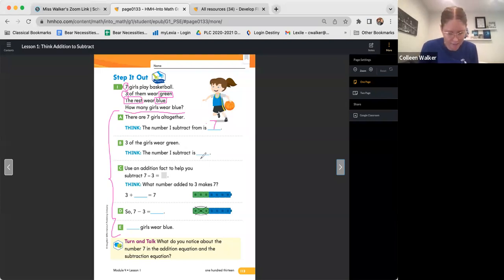Next part says 3 of the girls wear green. So we're going to think the number I'm going to subtract is 3. Awesome. Part C, use an addition fact to help you. 7 minus 3 equals, think. What number added to 3 makes 7? So this might be a fact you quickly know. But if you don't, friends, we can always count on from 3 to 7 to figure out what number we would have to add to 3 to get 7.